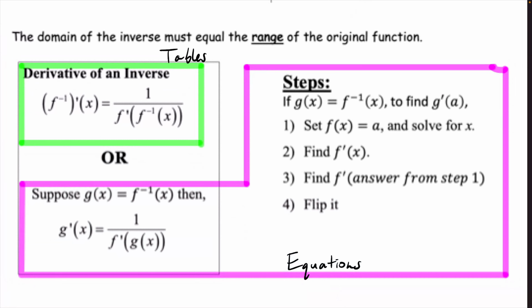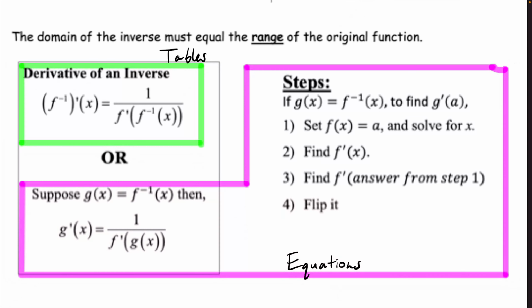The bottom one and the steps to the right is when they give you an equation. They actually give you an equation. They say, here's the function, x squared plus 3x minus 2. Find the derivative of its inverse. When that's the case, we use these steps. When you actually know the function, I know what f of x is, I know what g of x is, I know what h of x is, you're going to use the magenta color. When they give you a table of values, that's when you use the green one.